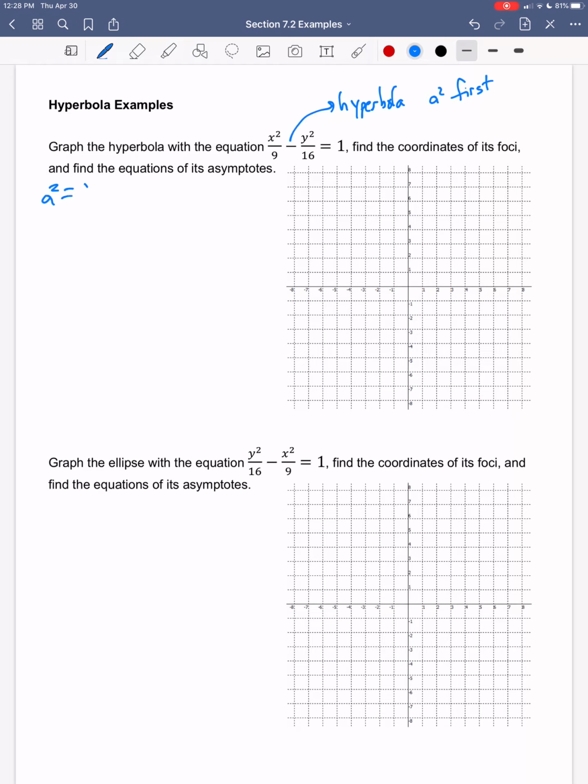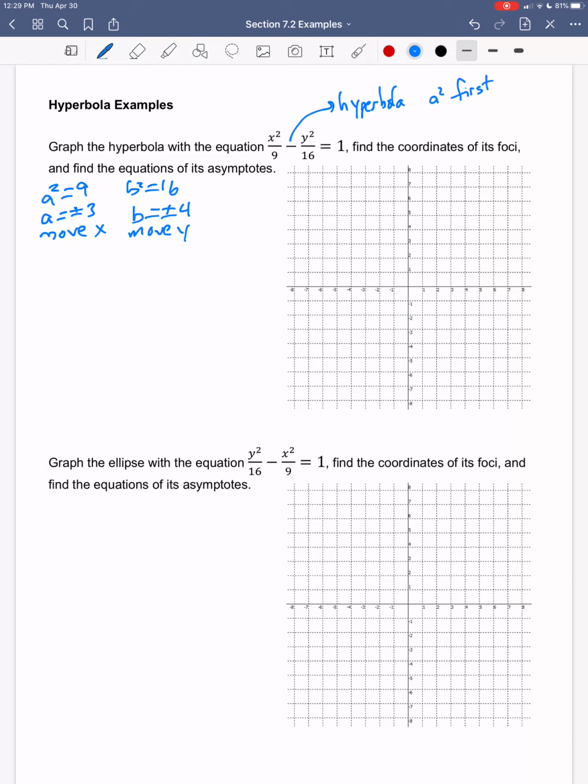If I take the square root, I get plus or minus 3. And where did the 9 come from? The 9 came from the x term, so that's how far I'm going to move in the x direction. The b squared then is 16, so b is plus or minus 4, and that came from the y term, so that's how far I'm going to move in the y direction.